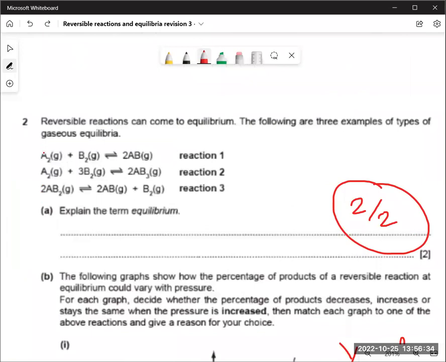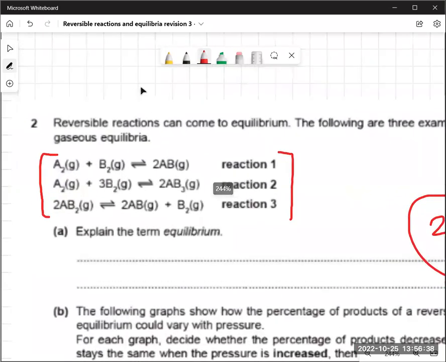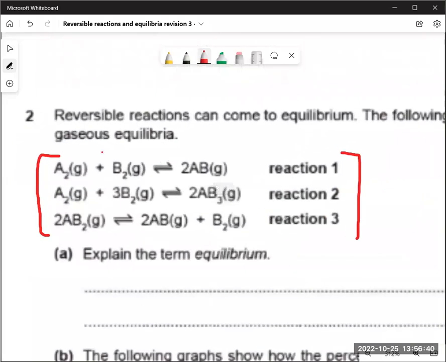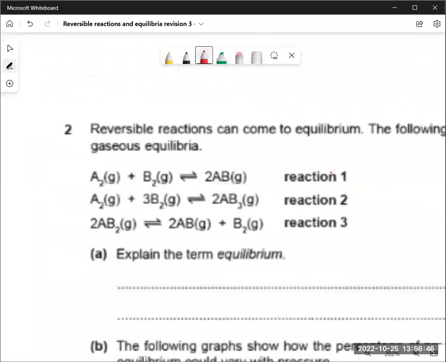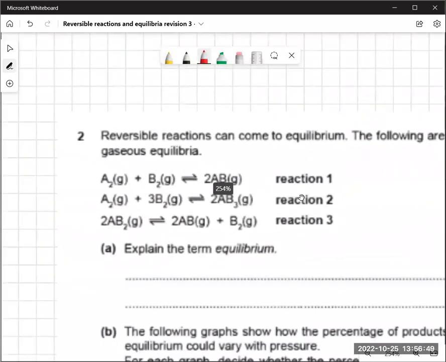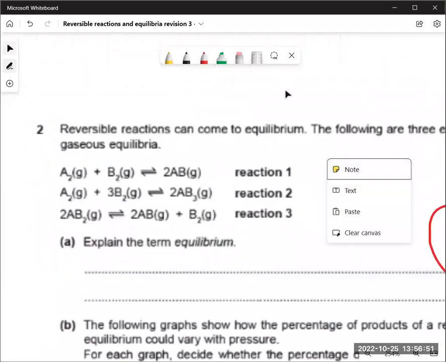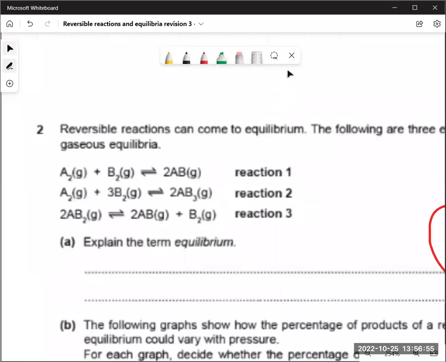Fine. Now, Anas, the reaction you have to choose from here. You have 3 reactions. So which of these do you think, if I increase the pressure, will go to the product side? If I increase pressure, it should go forward. So which reaction is that? Is it 1, 2, 3? It's 1.